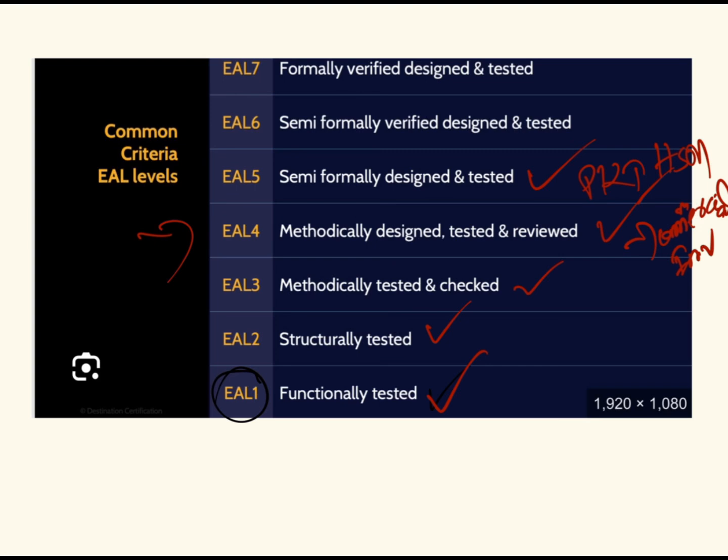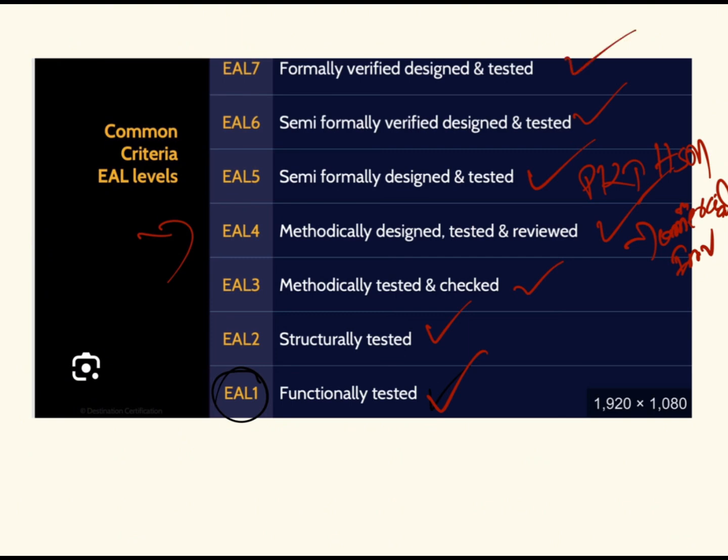So the next one is EAL6. Sorry, we have already discussed EAL5. EAL6 is semi-formally verified, designed, and tested. So military secure communication devices. So we do semi-formal verification, extensive vulnerability analysis. So nation state threat model. So the systems which are used by the military, right?